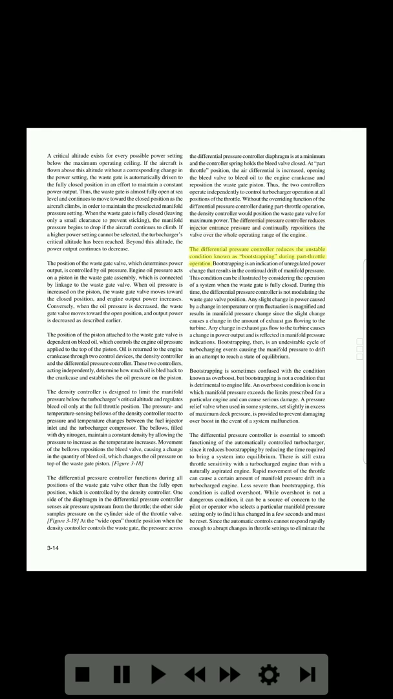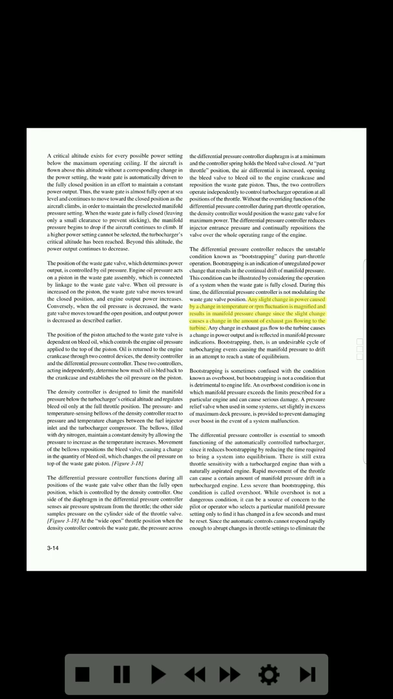The differential pressure controller reduces the unstable condition known as bootstrapping during part throttle operation. Bootstrapping is an indication of unregulated power change that results in the continual drift of manifold pressure. This condition can be illustrated by considering the operation of a system when the wastegate is fully closed. During this time, the differential pressure controller is not modulating the wastegate valve position.